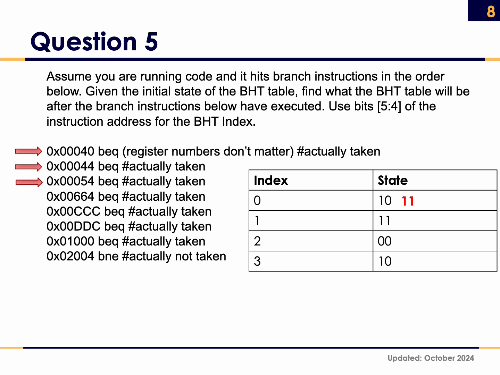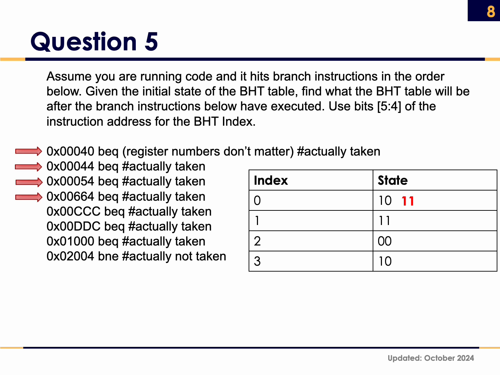Now we go to a new address, 0x00054. So in this instance, we get 5, which has its 2 least significant bits as 0, 1. So therefore it goes to index 1. It's actually taken. We do the same thing we did before, where it's already 1, 1. So it just stays in that state.